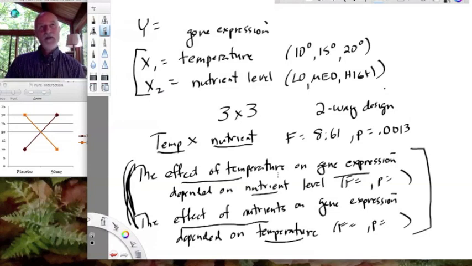The problem there is you want to be really careful that you're not stating it in such a way that it suggests the two things are interacting with each other. Okay, it's not temperature that's interacting with nutrients here. It's the effect of temperature on gene expression that depends upon something else. And that's where statement of interaction tends to go haywire. If you state it the wrong way, it can suggest that nutrients are affecting temperature and temperature is affecting nutrients, and that's not what needs to be happening.